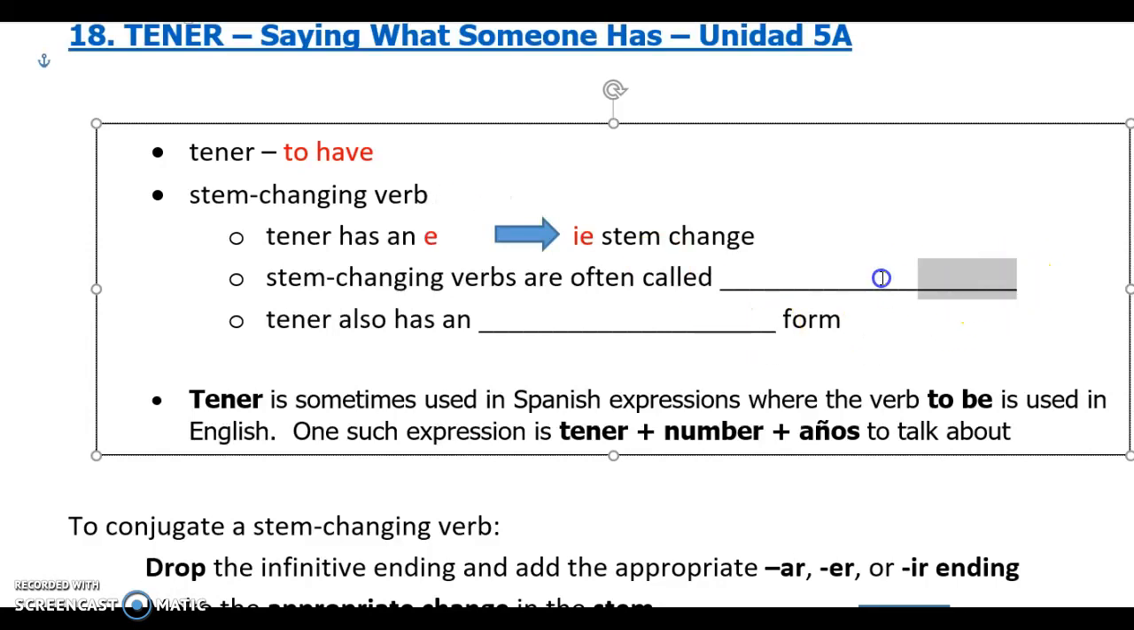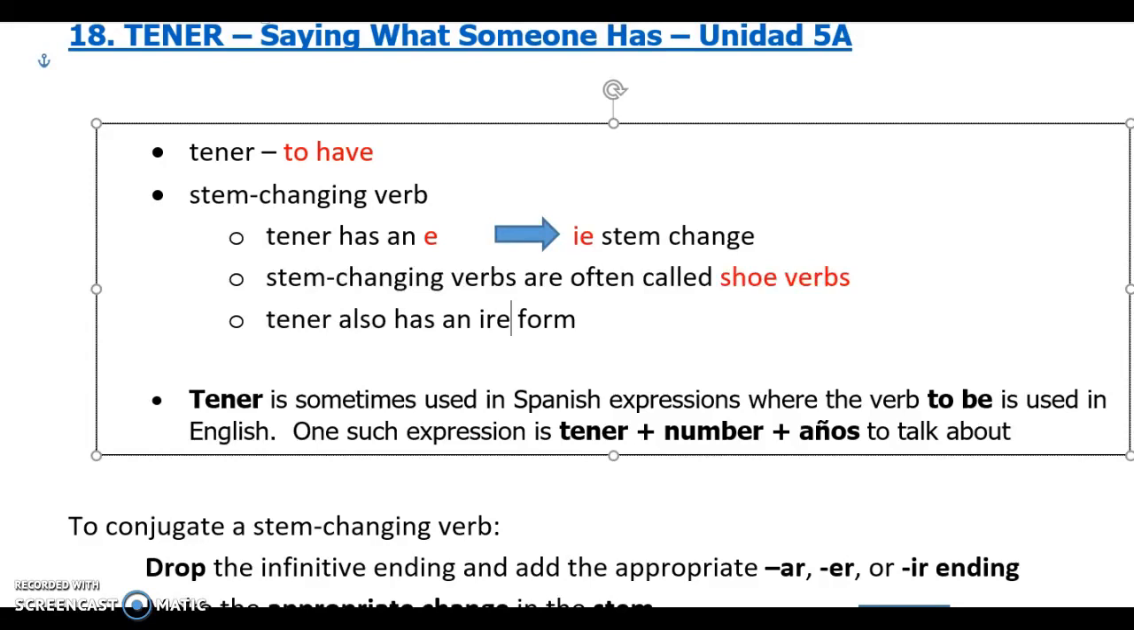Stem changing verbs have a little nickname, and you're going to see why in a second. They are often called shoe verbs, because we're going to draw a little picture of a shoe, and we're going to see how they only stem change inside the shoe. And just like verbs like hacer and salir and oír, which you'll learn later, tener has an irregular yo form.